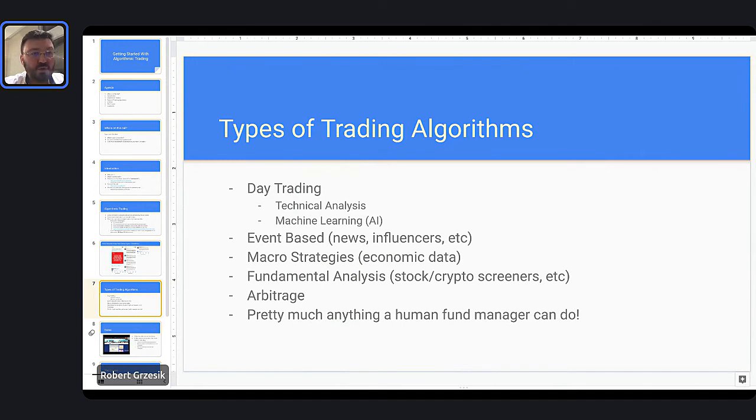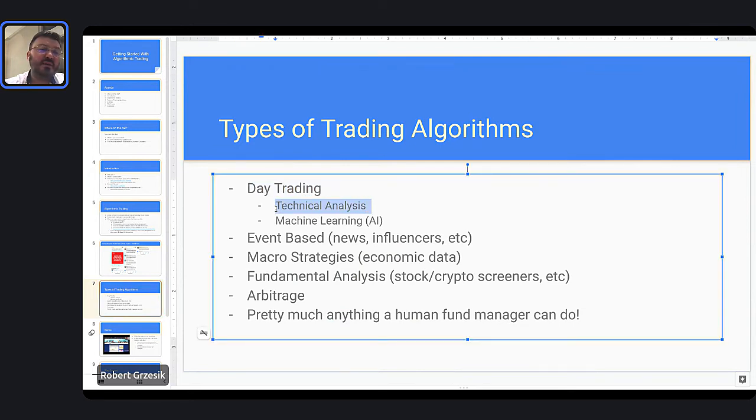There's quite a few ways to make money using algorithms, right? And actually, in a sense, almost anything that a human can do, other than some really complicated stuff, really these days a robot can do as well, right? So some examples is like day trading, right? So day trading, you might want to use technical analysis, right?